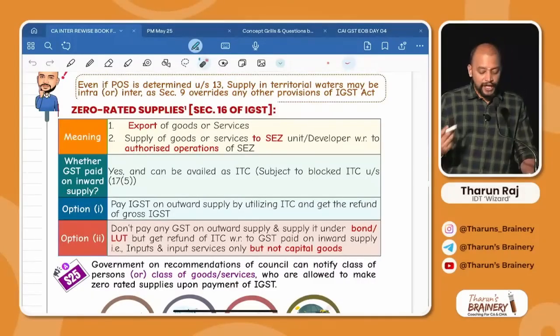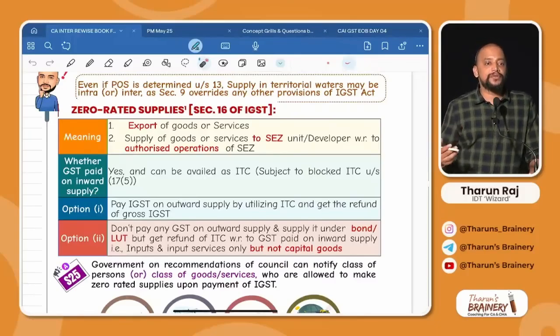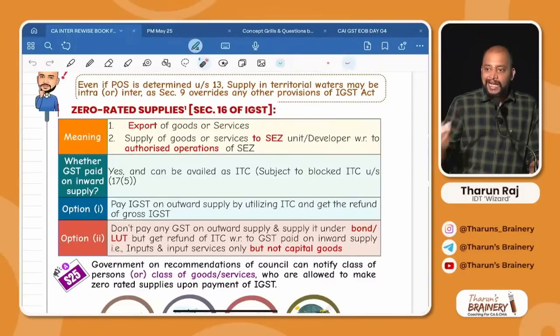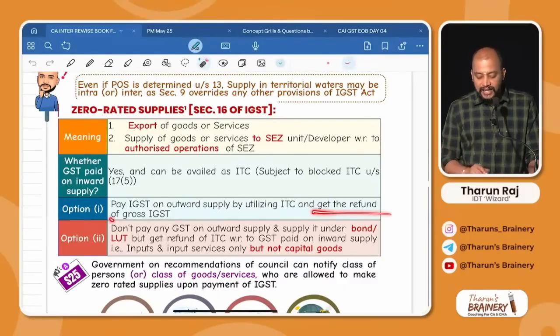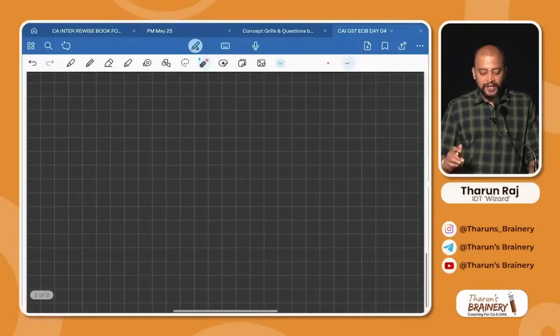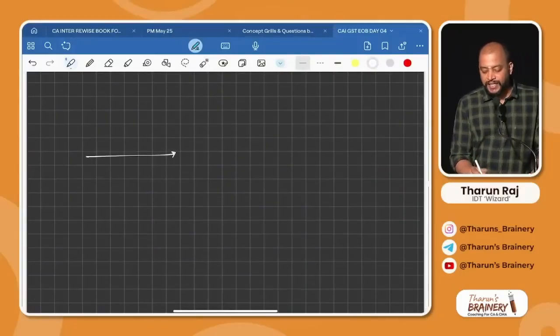Option number one: I will pay IGST on outward supply. Whatever is my outward supply, on that I will pay IGST, and by utilizing the ITC, I will get the refund of gross IGST. This is one option. For example, I have made some inward supplies.